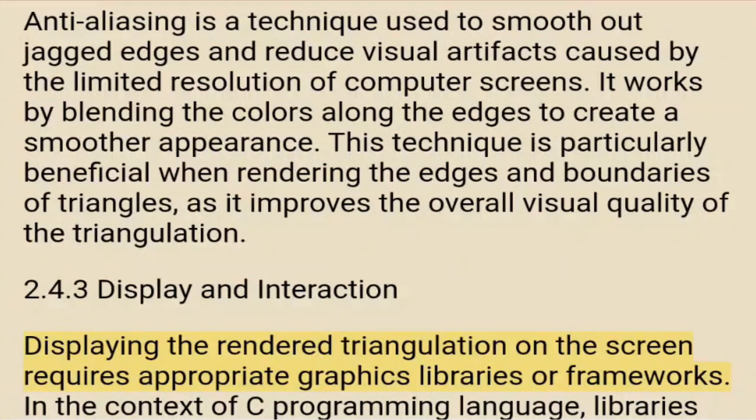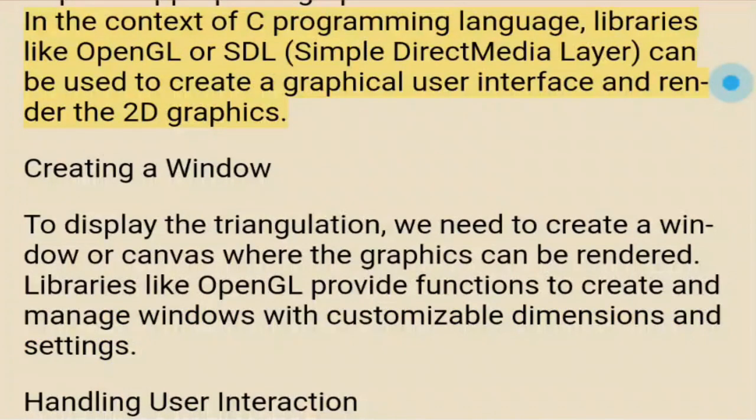2.4.3 Display and interaction. Displaying the rendered triangulation on the screen requires appropriate graphics libraries or frameworks. In the context of C programming language, libraries like OpenGL or SDL, Simple Direct Media Layer, can be used to create a graphical user interface and render the 2D graphics. Creating a window. To display the triangulation, we need to create a window or canvas where the graphics can be rendered. Libraries like OpenGL provide functions to create and manage windows with customizable dimensions and settings.